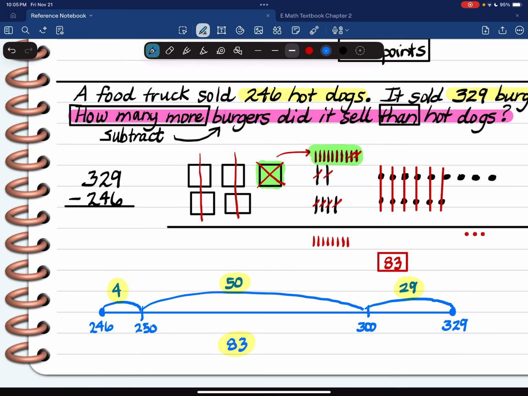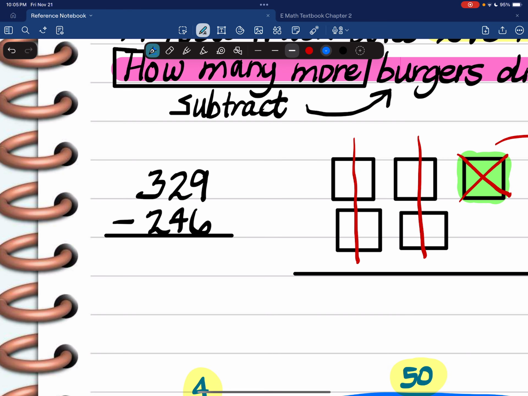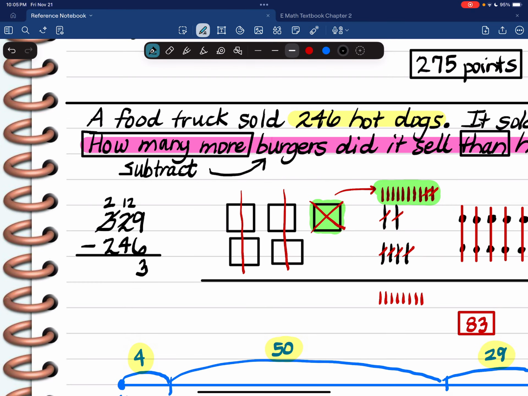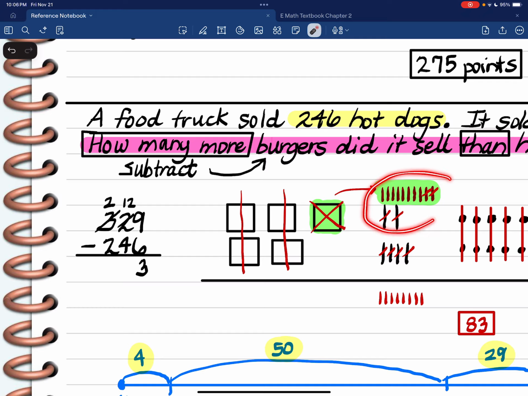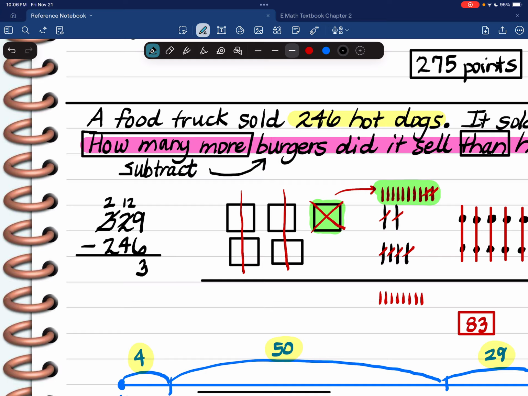So you can get your answer that way. You can also just use the algorithm, where 9 take away 6 is 3. I cannot do 2 take away 4, so I will borrow here and make this become a 12, just like we did right here. This became 12 so that I could take away 4 to get 8. And then, of course, there's nothing here, so my answer is 83 burgers.